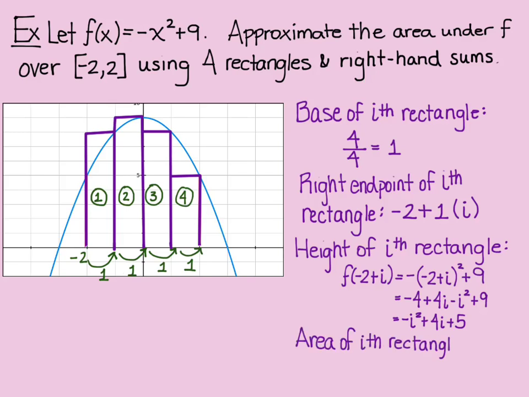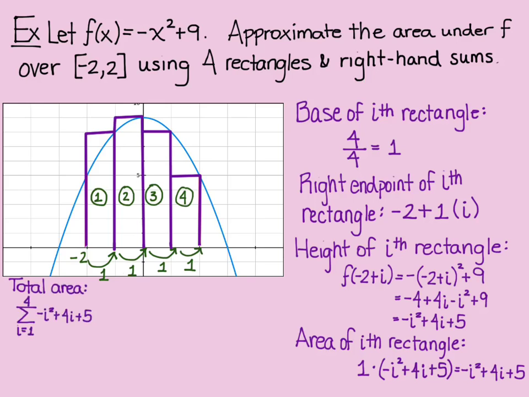So the area of the ith rectangle is going to be the base, which is 1, times the height, which we just said was negative i squared plus 4i plus 5. Now we simplify this by finding the total area as i goes from 1 to 4. Notice that the thing inside the sum is actually the area of the ith rectangle. And remember that i is counting the rectangles, so i goes from 1 to 4.